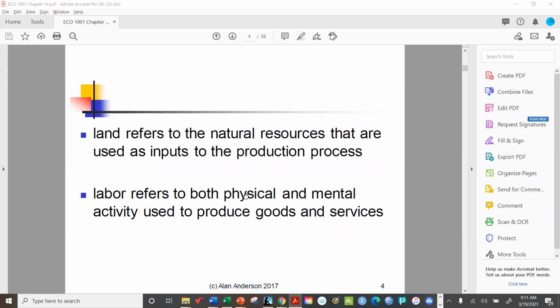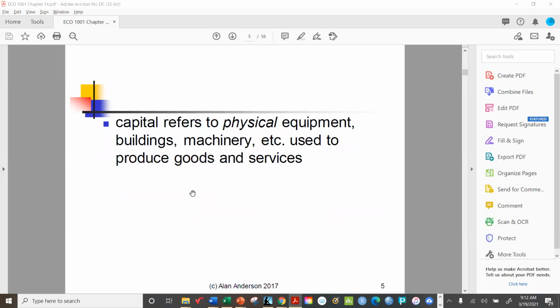And you notice how we break it up into physical and mental, because obviously if you're producing, let's say, apps for the iPhone, you're not doing physical labor. You're sitting there and you're using your intelligence to produce an app that people want to buy. And we also have capital, which is not financial capital, but physical equipment, buildings, machinery, etc., used to produce goods and services.